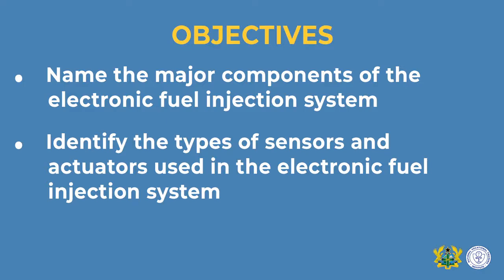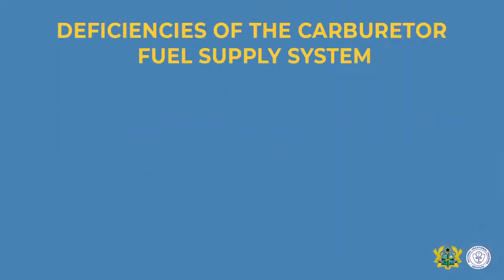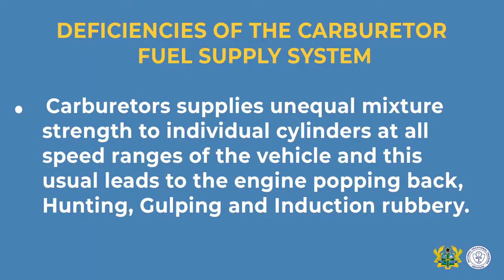Let me take you briefly to the background why we need electronic fuel injection system. In the development of the automotives, they were using carburetor system. The carburetor had a lot of deficiencies, I would say disadvantages. 1, carburetor systems supply unequal mixture strength to individual cylinders of the engine. Therefore, at certain ranges and speed, the engine is not able to run smoothly.